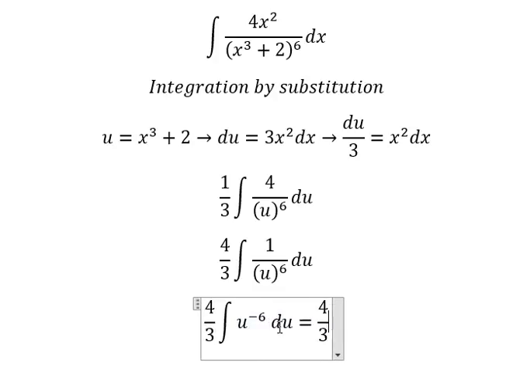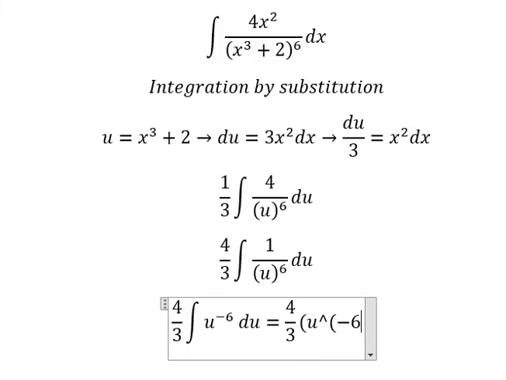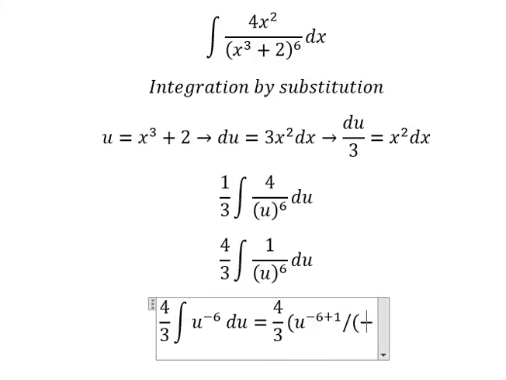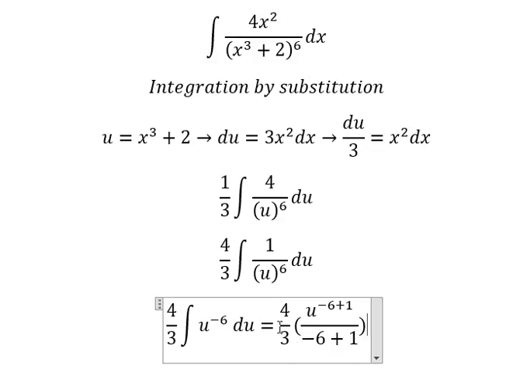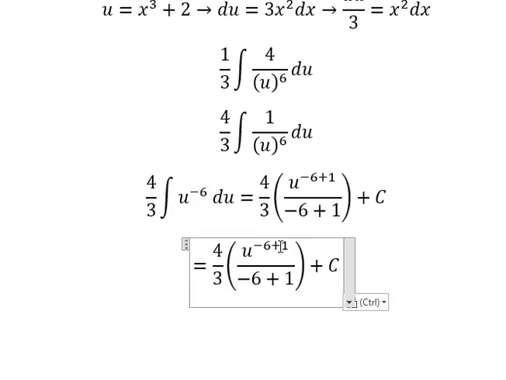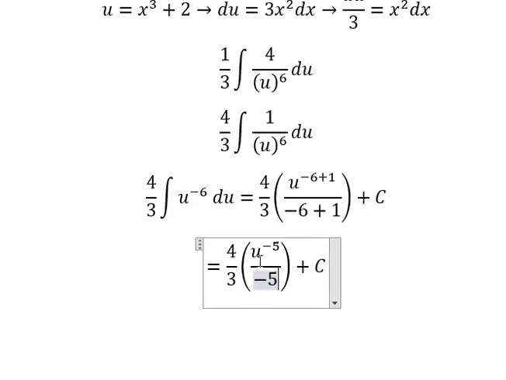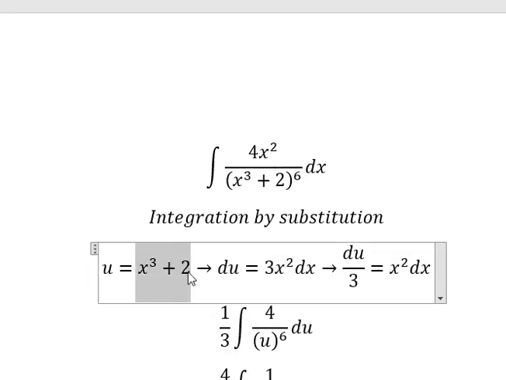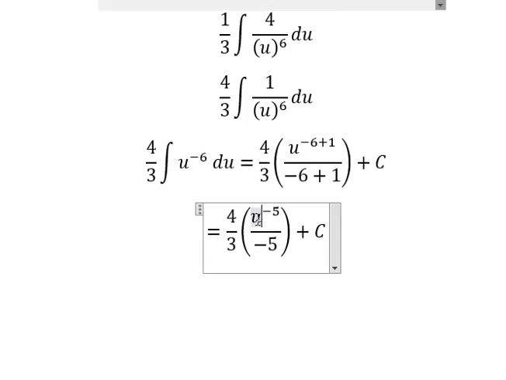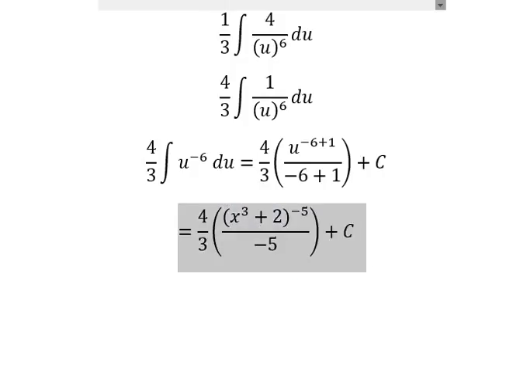The integration of this one, we have u to the power of negative number 6 plus 1 over negative number 6 plus 1, and I will put c. So this one we have negative number 5 and negative number 5. About u, that is this one. And this is the final answer.